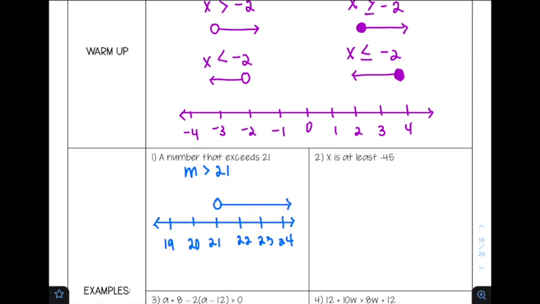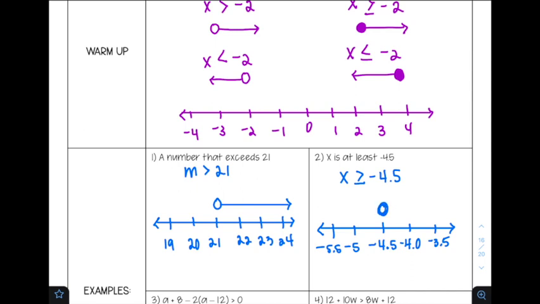All right, so number 2, x is at least negative 4.5. So they're giving us the variable. We have at least, which we know is going to be at the lowest, including negative 4.5. So x is going to be greater than or equal to negative 4.5. And then we have a closed circle above negative 4.5, and we're going to go to the right.